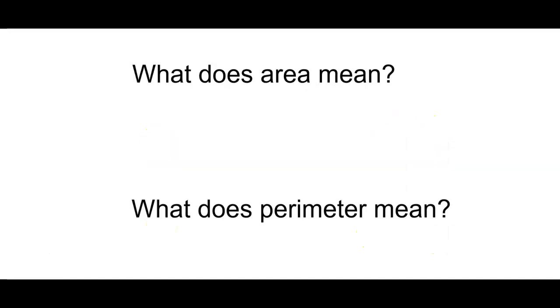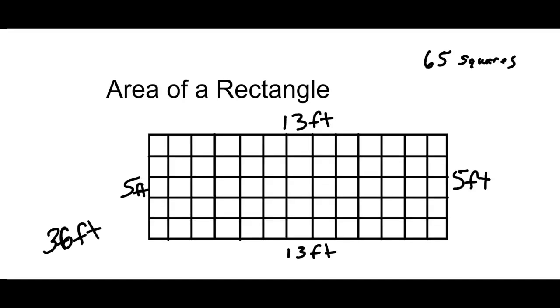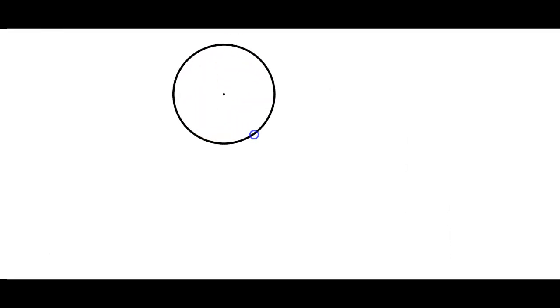So area is our space that we can walk around in, I guess you could say, but it's usually going to be measured in square units. Perimeter is the outside edge. Now, what if you have something like a circle? What does area mean there?